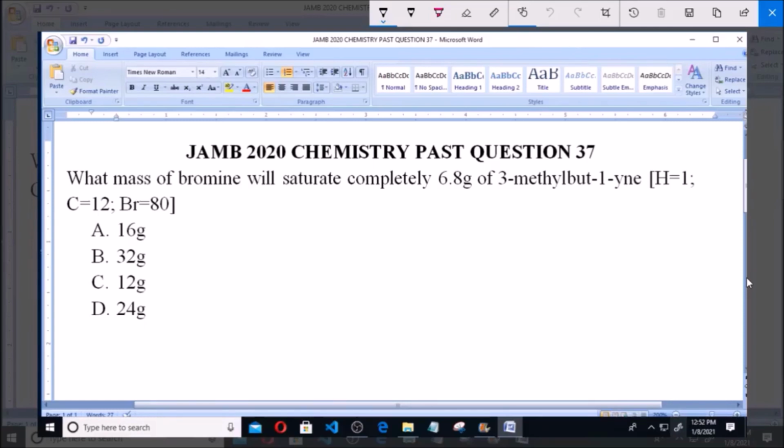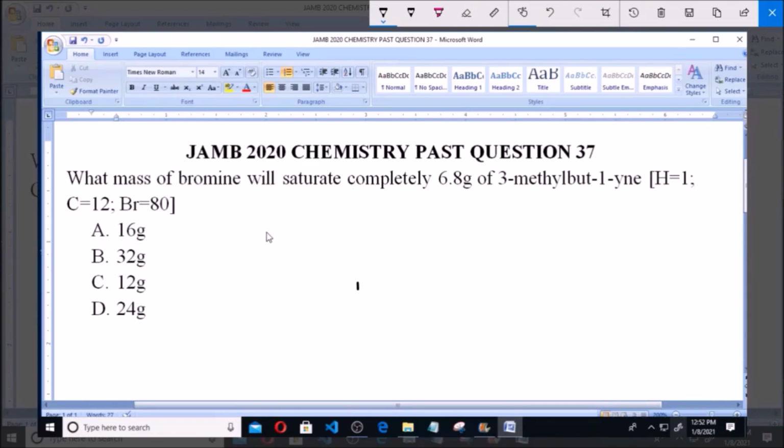I will be answering Jamb 2020 Chemistry Past Question 37. What mass of bromine will saturate completely 6.8 gram of 3-methyl butyne? Now we are given the molar mass of hydrogen to be 1, that of carbon to be 12, and that of bromine to be 80. A says 16 gram, B 32 gram, C 12 gram, and D 24 gram.